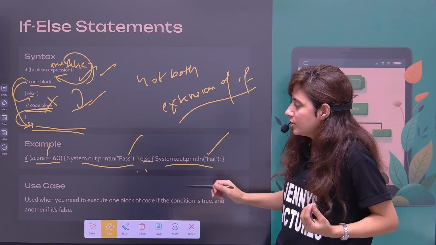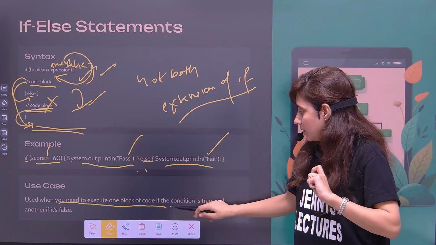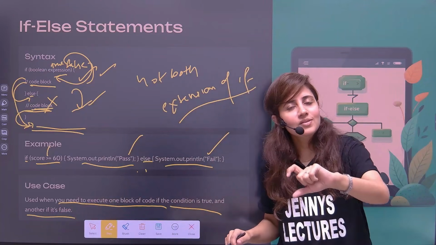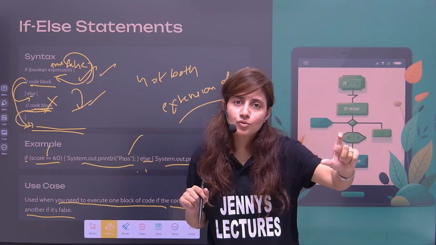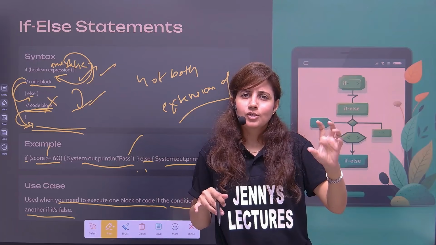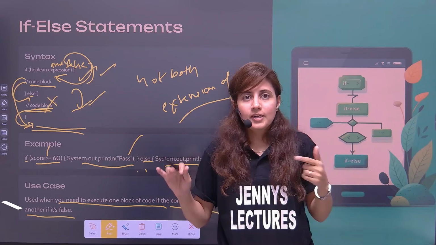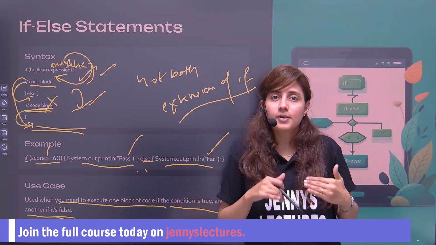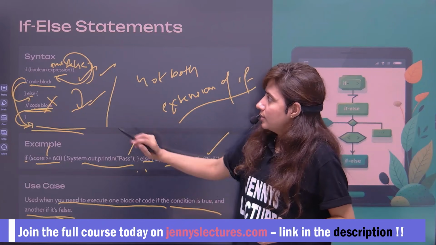Right? Use it when you need to execute one block of code if the condition is true and another block of code if the condition is false. In the previous case, if the condition is true, you want to execute that block only, no else. You haven't given what happens if the condition is false. No, nothing else. But here we do that thing. If the condition is false, execute another block of statements. So simply you can write this thing.